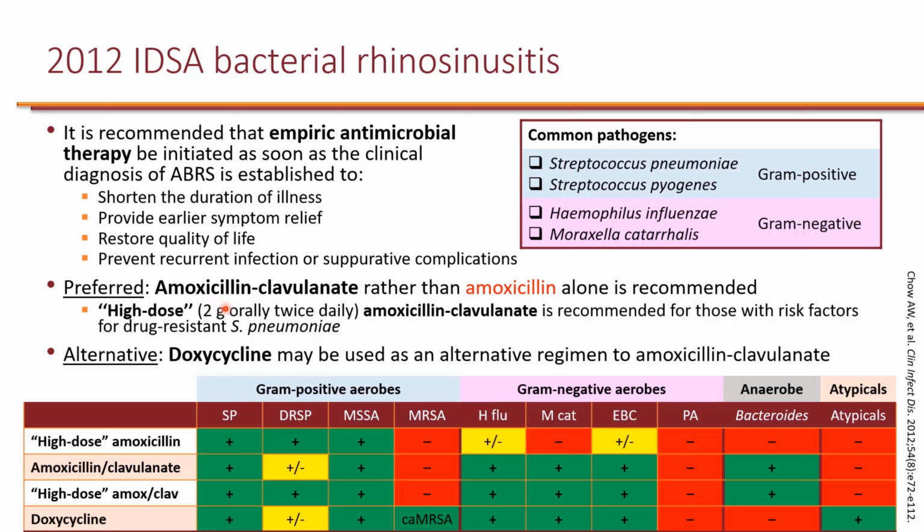Now, alternatively, if for some reason someone could not tolerate amoxicillin-clavulanate, we can consider doxycycline. The reason this is an alternative is because doxycycline does not have the best activity against drug-resistant Strep pneumo. However, it does have good activity against H. flu and Moraxella catarrhalis. But if someone can tolerate amoxicillin-clavulanic acid, they should receive that first.